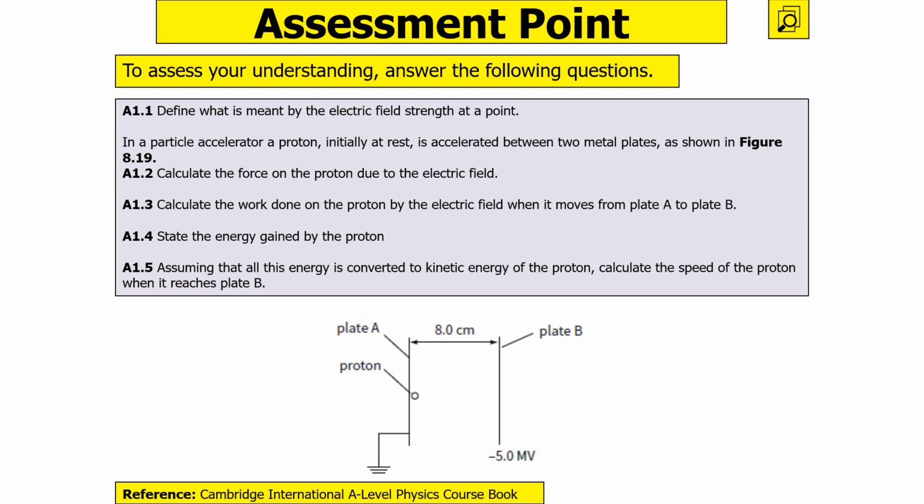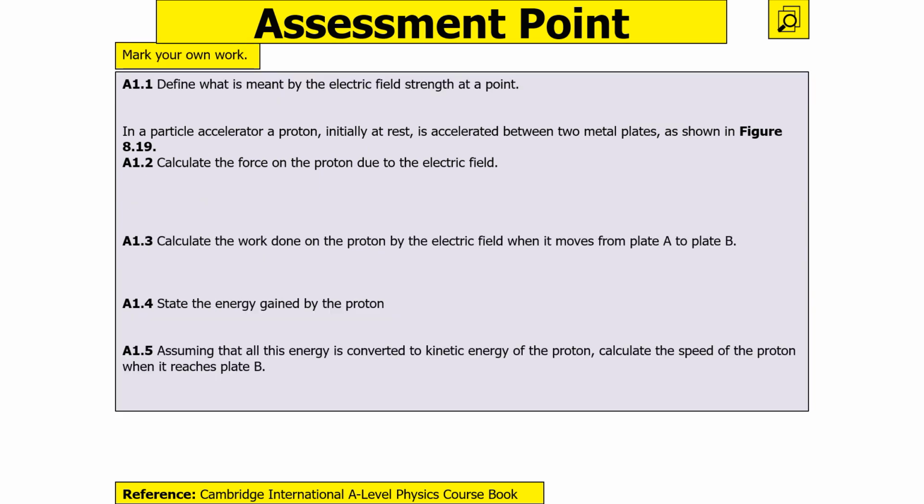The next question says, firstly, define what is meant by the electrical field strength at a point. Then in a particle accelerator, a proton initially at rest is accelerated between two metal plates as shown in the diagram below. Firstly, calculate the force on the proton due to the electrical field. Then calculate the work done on the proton by the electrical field when it moves from plate A to plate B. Then state the energy gained by the proton, and then assuming that all this energy is converted to kinetic energy of the proton, calculate the speed of the proton when it reaches plate B. So pause the video now, then unpause the video when you want to go through your answer.